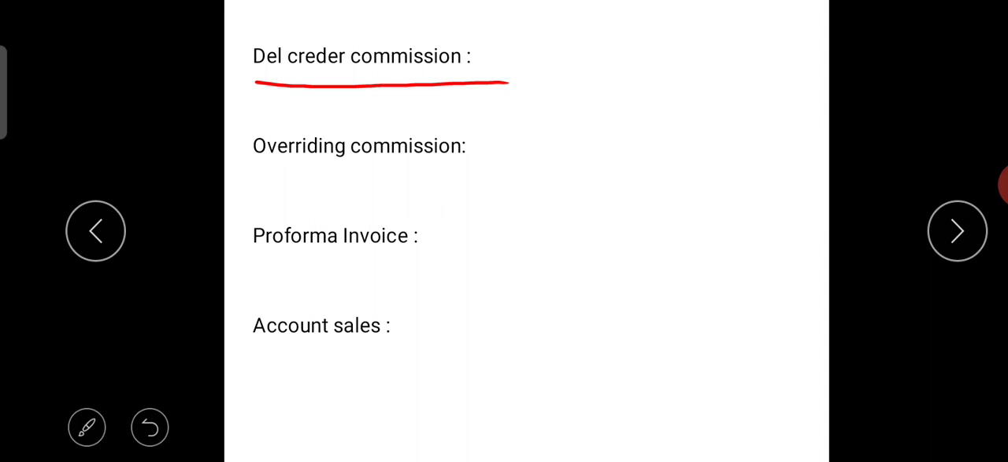Del credere commission is an extra commission in addition to the usual commission. When the consignee gets del credere commission, then he has to bear the loss on account of bad debts which arise from credit sale of goods by the consignee. So the object of giving del credere commission is to make the consignee bear the loss on account of bad debts which may arise on account of credit sales by the consignee.